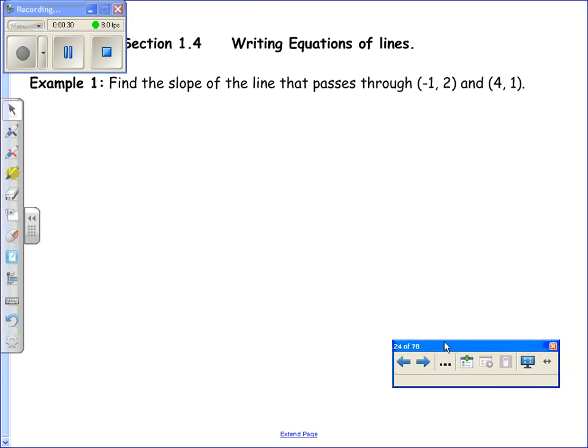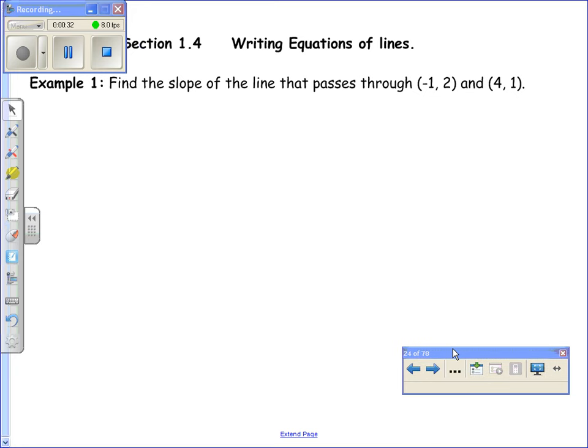Okay, so here's an example, and this is actually Algebra 1 stuff, so it should be pretty easy. You're given 2 points, and we're told that the line passes through these 2 points, and what we want to do is find the slope of that line. So to find the slope of a line, remember it's the change in y over the change in x. So to find the change in y, we can say 2 minus 1, and then to find the change in x, it would be negative 1 minus 4.